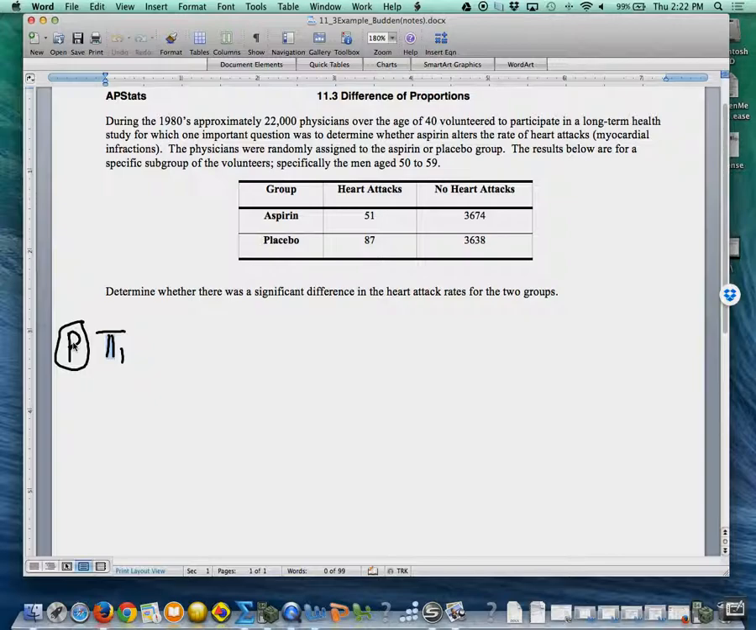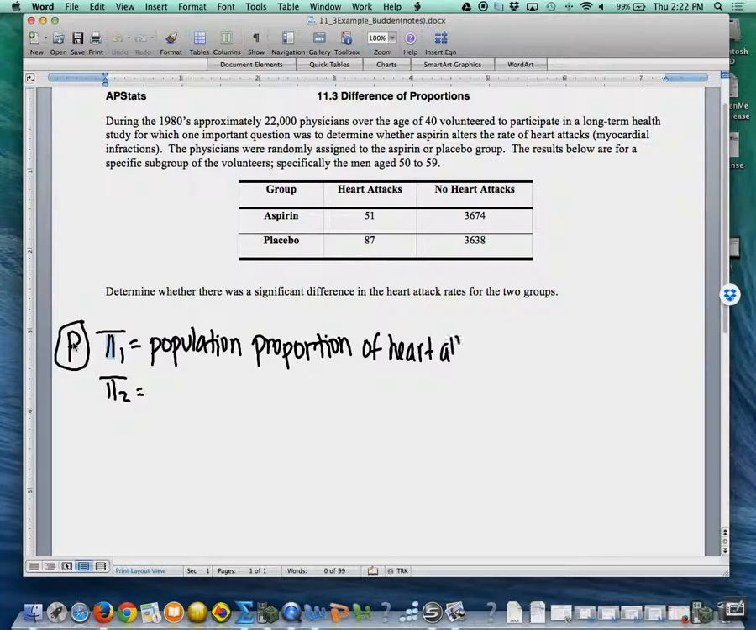Okay, because it's proportion, now we're going to use pi and not mu. So you're going to have pi 1 and pi 2. So pi 1, let's say, is the population proportion of heart attacks. Make sure you use the word proportion, not rate. And I'm going to say in the aspirin group, because that's the one that came first. Pi 2 then is the same thing except the placebo group instead of the aspirin group.